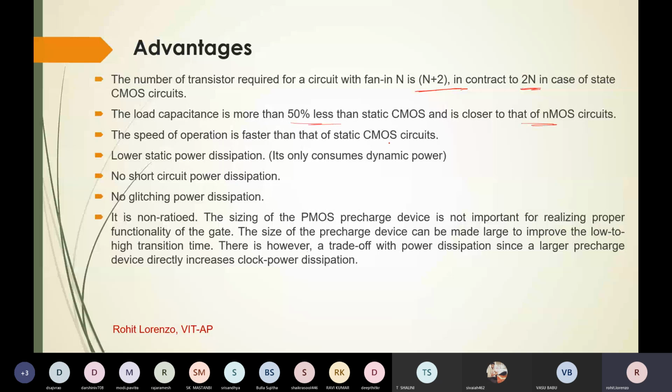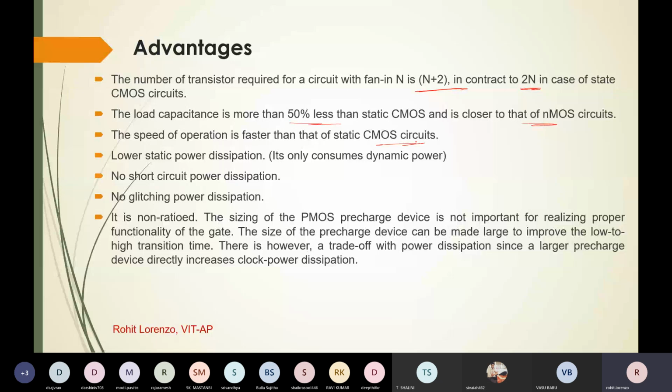And why is it closer to NMOS? Because we are using only 2 extra transistors, the pre-charge and the evaluation. Speed of operation is fast. It is obvious, because overall transistors are reduced. And lower static power dissipation, it consumes only dynamic.